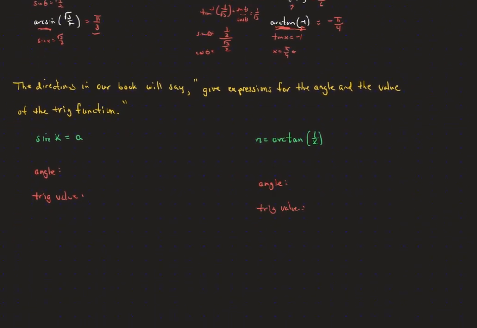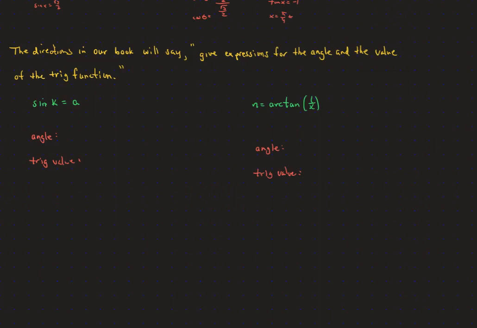Whew. Now, you're going to see some problems in your homework in our book that will say, give expressions for the angle and the value of the trig function. And then they're going to give you some expression here, like you see in the green. So they're trying to make sure you understand that in this expression, sine of k equals a, one of these is an angle, and one of them is the value of the trig function. And can you sort that out?